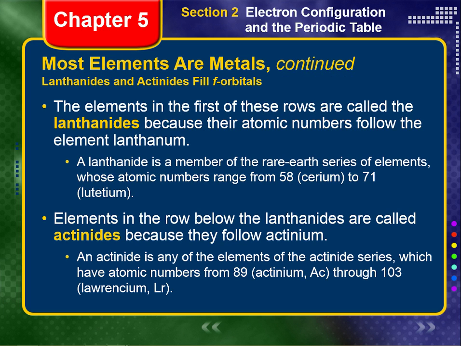Now let's talk about the f orbitals here. The elements in the first of these rows are called the lanthanides because their atomic numbers follow the element lanthanum. A lanthanide is a member of the rare earth series of elements whose atomic numbers range from 58 all the way to 71. Elements below the lanthanides are called actinides because they follow actinium. An actinide is any of the elements in the actinide series, which have atomic numbers from 89 all the way to 103.